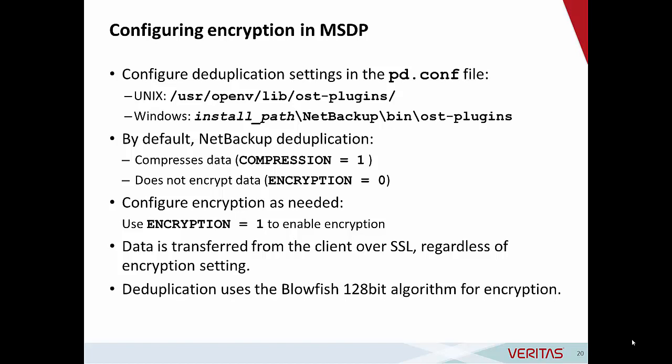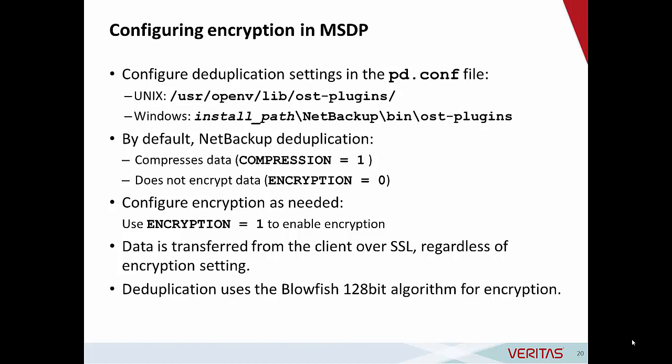Now, optionally, if you had clients doing client-side dedupe, you could also have encryption between the client and the MSDP storage server. And that's nice because it means that the data is encrypted across the entire path that it travels. Now, data that's transferred to an MSDP pool is always sent via SSL, whether or not encryption is turned on. And this dedupe uses the Blowfish 128-bit algorithm for encryption.